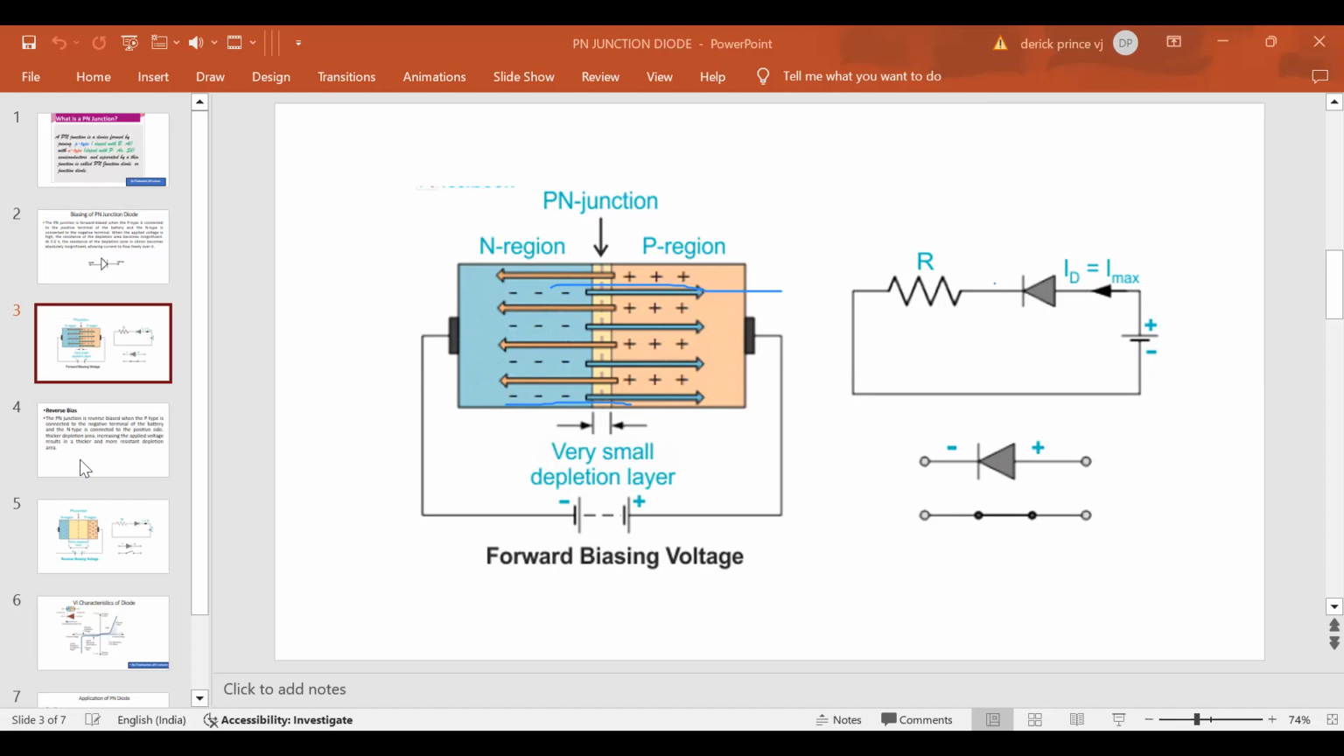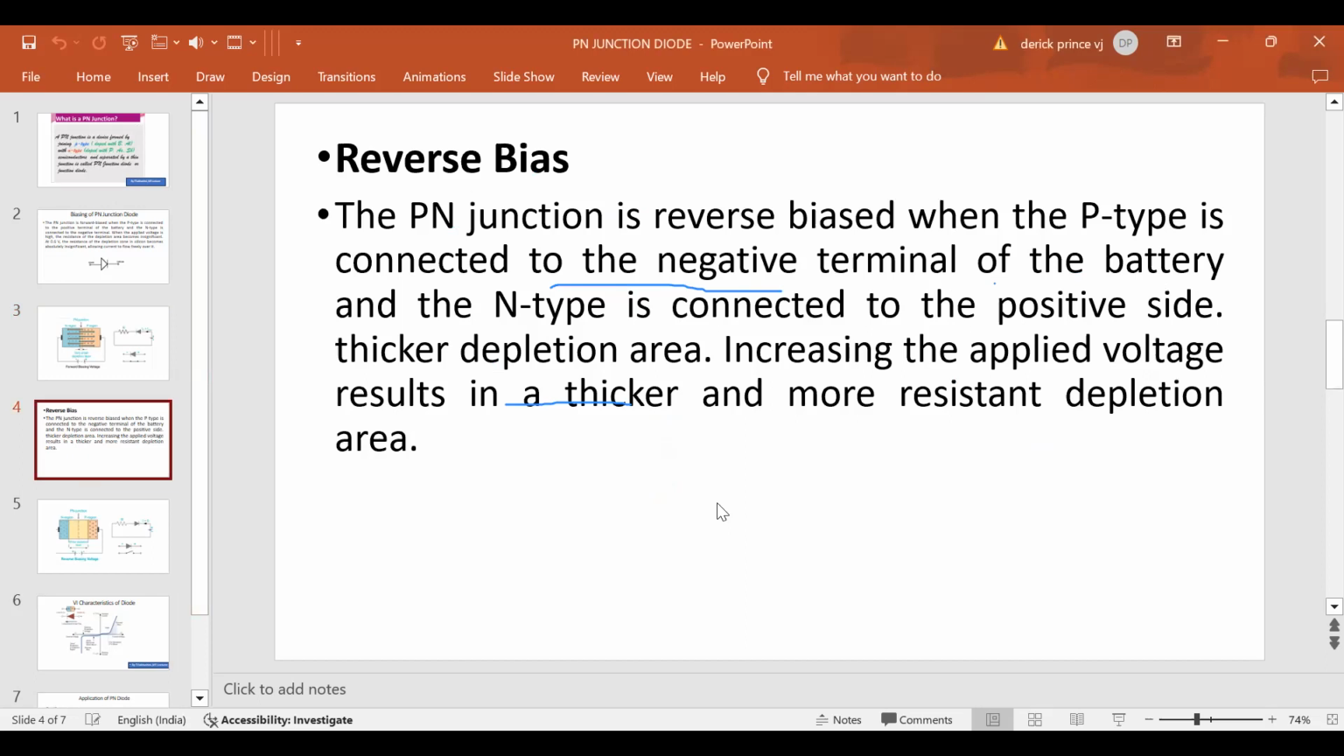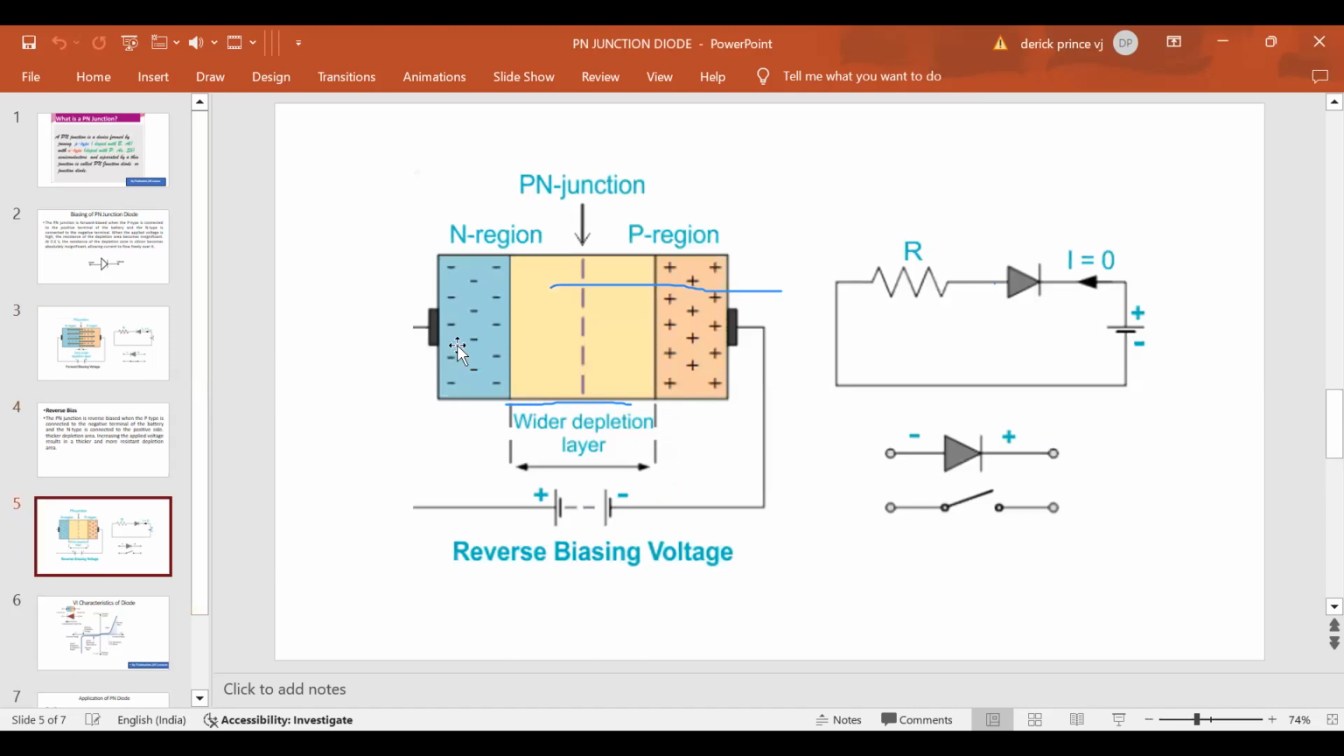Very simple. Second one is reverse bias. Reverse bias means we have to change the bias. How to change the biasing? The N region, N is negative, is given positive supply, and the positive region is given negative supply. This biasing is reversed.